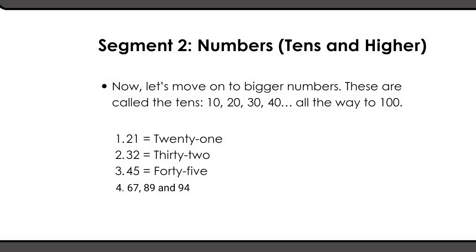Segment 2, numbers, tens and higher. Now let's move on to bigger numbers. These are called the tens. 10, 20, 30, 40, all the way to 100. Now let's learn how to say numbers in between the tens like 21, 32, or 45. It's simple once you know the pattern. 21, 32, 45. Let's practice some more. 67, 89, 94.